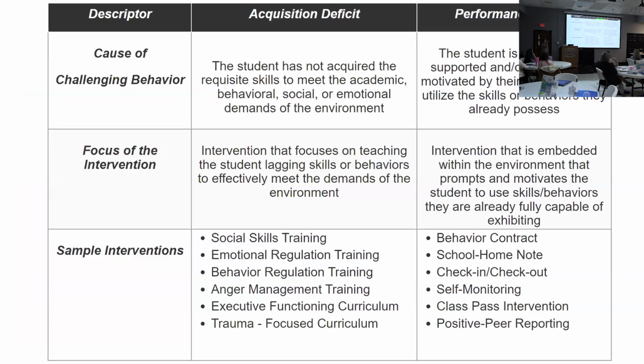So challenging behavior, thinking it through. The student has not acquired the behavior skills related to the academic demand. These are just ideas of sample interventions. If this side is a skills deficit, this side is a performance deficit. So if I have a student who has a skills deficit, I'm going to think about social skills training. We're going to talk about emotional regulation training this afternoon, anger management, executive functioning skills. Anybody teach executive functioning explicitly? We have to consider that for our students.